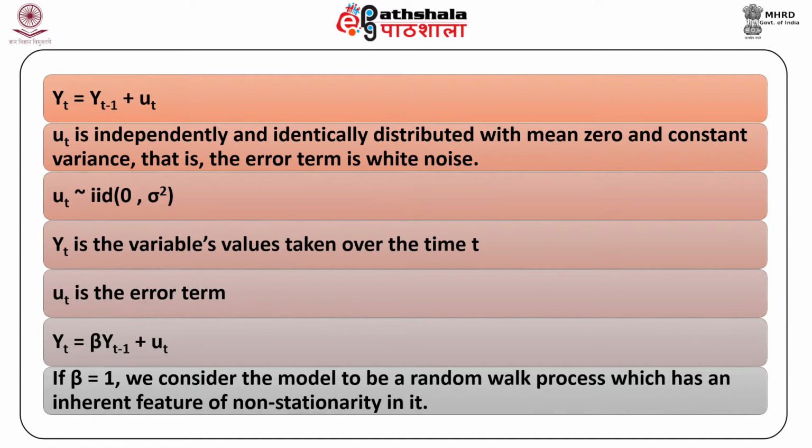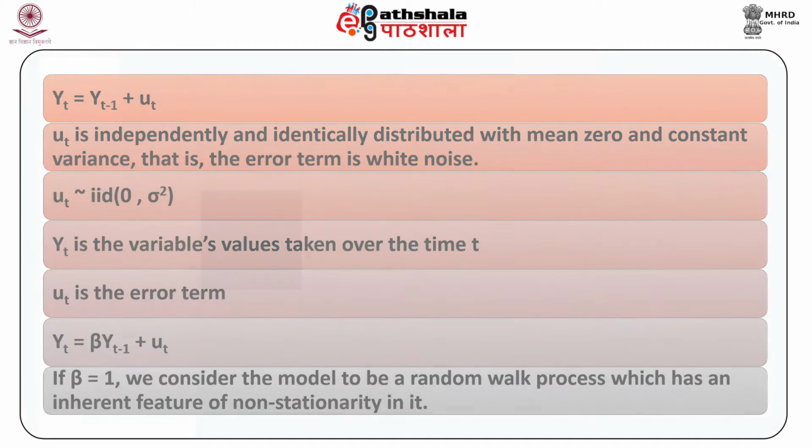In this expression, yt is the variable's value taken over time t, ut is the error term, and therefore in general we can write yt is equal to beta yt minus 1 plus ut. So if beta is equal to 1, we consider the model to be a random walk process, which has an inherent feature of non-stationarity in it.